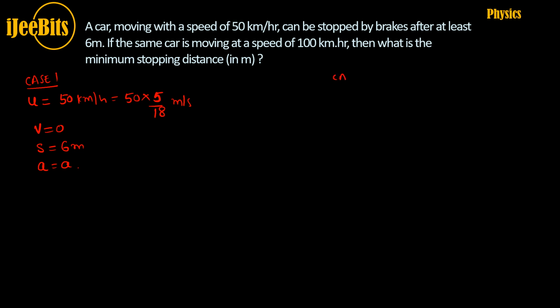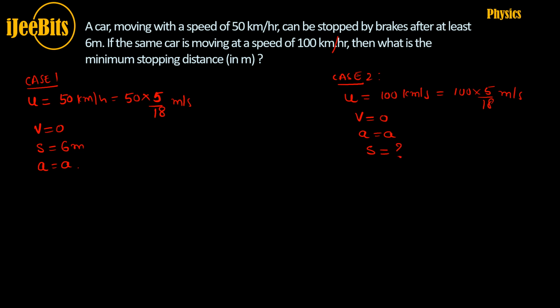Let's see what is there in the second case. If the same car is moving at a speed of 100 km per hour, so u equal to 100 km per hour. This means 100 into 5 by 18 meter per second, isn't it? Good. So here also the same case, v equal 0. So a is nothing but a. What we need to calculate is the s value.